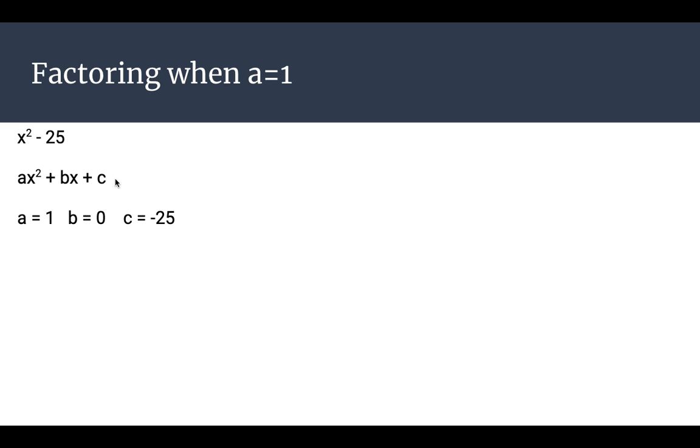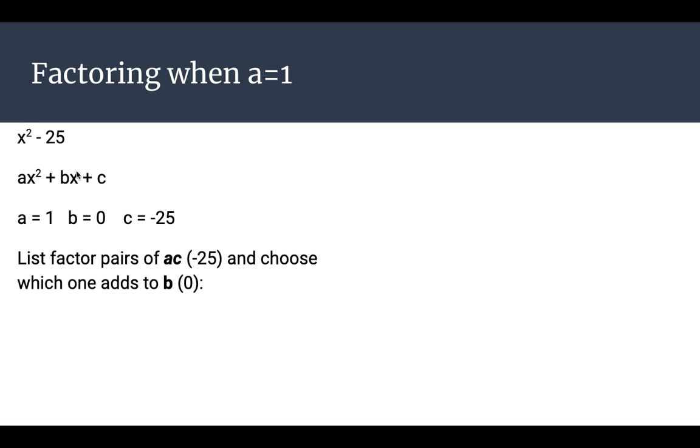A is 1. Oh, hold on, there's no x term. If there's no x term, that means b has to be 0, right? Because to make this term go away, b has to be 0. And then c is negative 25, because remember, c's always the constant. Okay, so we're going to list factor pairs of a times c. So 1 times negative 25 is negative 25, and they have to add up to 0. So I always like starting with 1. So 1 times negative 25 or negative 1 times 25, neither of those work.